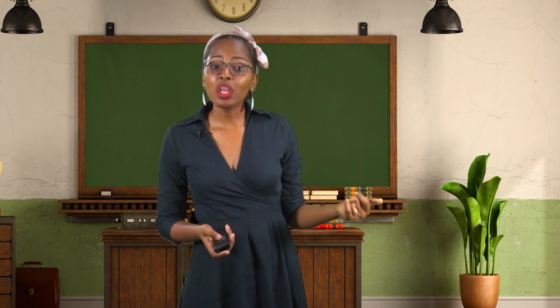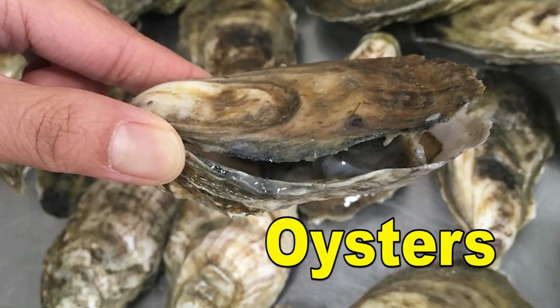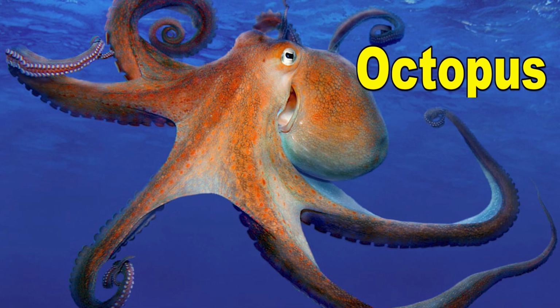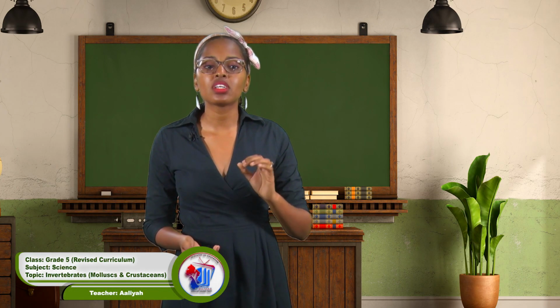Also, there are other molluscs called clams. And then we have oysters and also octopus. All those animals are examples of molluscs.